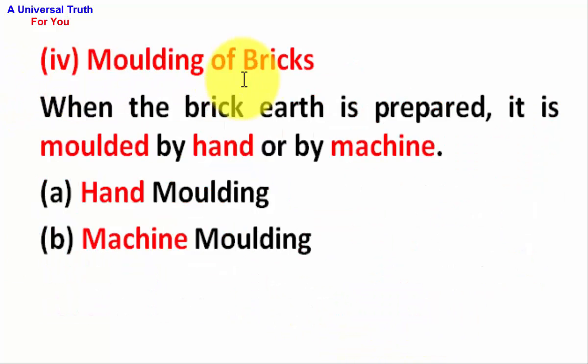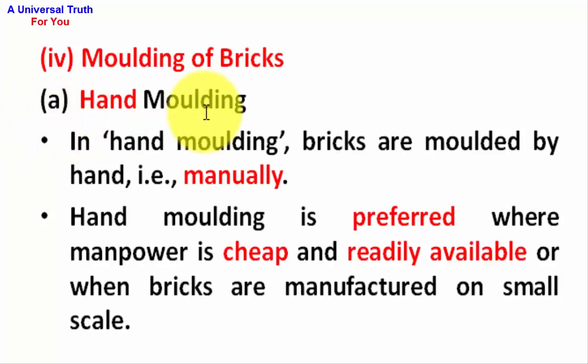Number 4, molding of bricks. When the brick earth is prepared, it is molded by hand or by machine. In it, A point, hand molding, B point, machine molding. These are the types. A point, hand molding. In hand molding, bricks are molded by hand, that is, manually. Hand molding is preferred where manpower is cheap and readily available, or when bricks are manufactured on a small scale.